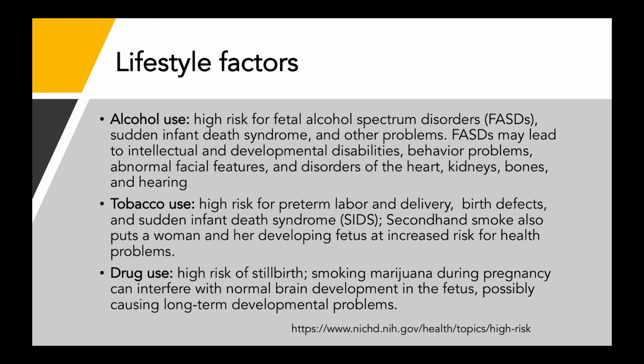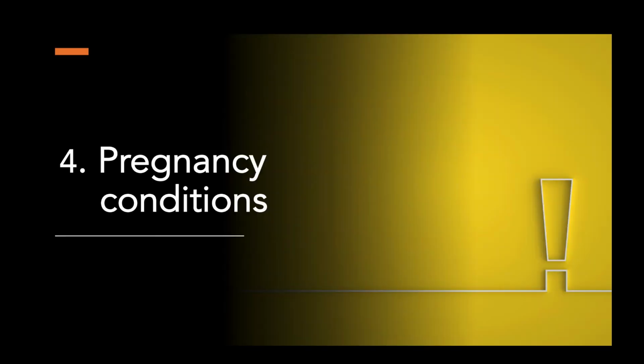Next, we have tobacco use or smoking, which puts the patient at high risk for preterm labor and delivery, birth defects, and sudden infant death syndrome. Secondhand smoke also puts the woman and her developing fetus at increased risk for health problems. Drug use puts the patient at high risk for stillbirth, and smoking marijuana during pregnancy can interfere with normal brain development in the fetus, possibly causing long term developmental problems.